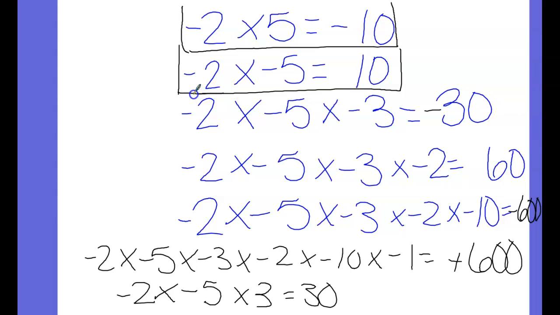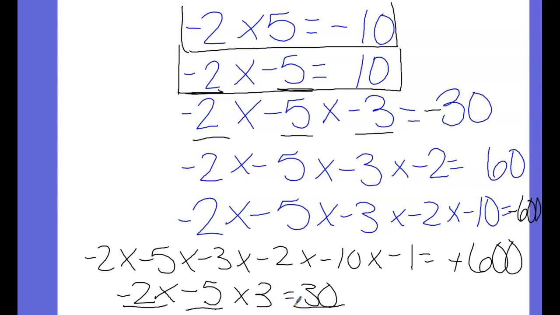Here, I have 2 numbers that are negative, and my answer is positive. Here, I have 3 numbers, and my answer is negative. Here, even though I still had 2 negatives and a positive, 2 of them were negative, therefore that's an even number, and my answer is positive.